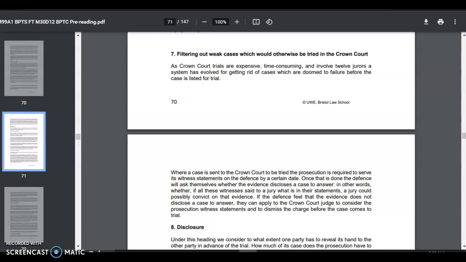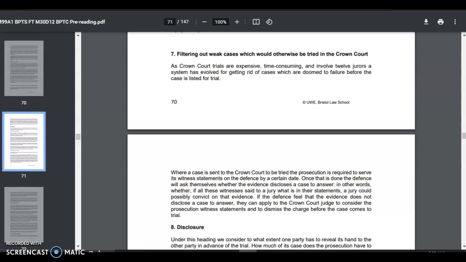the trial. Where a case is sent to the Crown Court to be tried, the prosecution is required to serve its witness statements on the defense by a certain date. Once that is done, the defense will ask themselves whether the evidence discloses a case to answer. In other words, if all these witnesses said to a jury what is in their statements, a jury could possibly convict on that evidence or not.